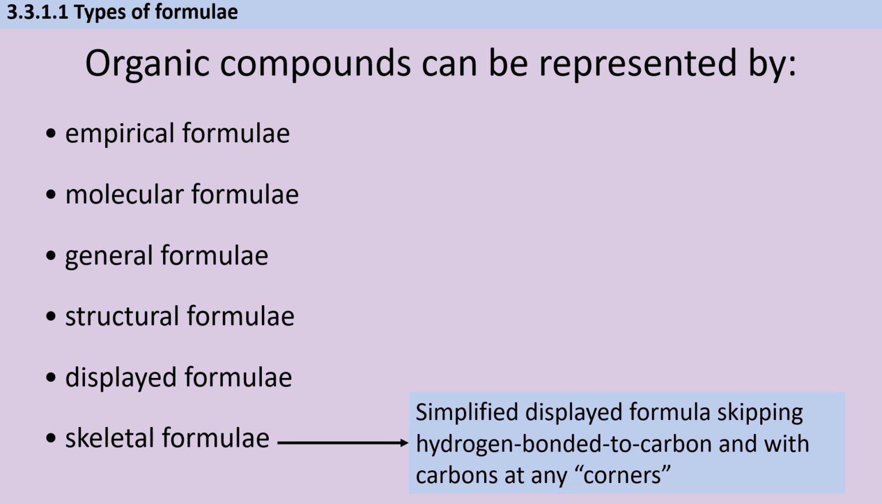Finally, we've come to our skeletal formula, and this is the simplified displayed formula. So we skip out any hydrogen that is bonded to a carbon, and we draw a zigzag line which represents the carbon chain, and any corner represents a carbon. So this can be a little bit confusing until you get used to it, but it's quite simple really.